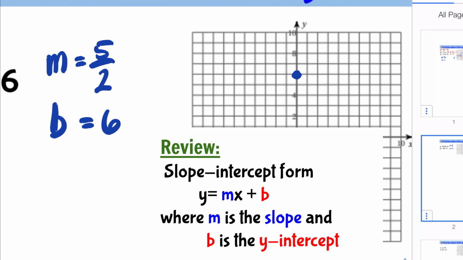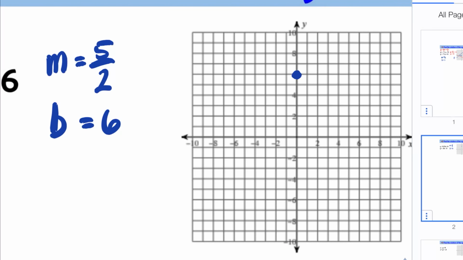Since there is no space going 5 up and 2 to the right, we can also do negative 5 over negative 2, because negative 5 over negative 2 is the same thing as positive 5 over 2. So instead of going 5 up and 2 to the right, we can go 5 down, 1, 2, 3, 4, 5, and then 2 to the left. So this will be the graph of that equation, y is equal to 5 over 2x plus 6.